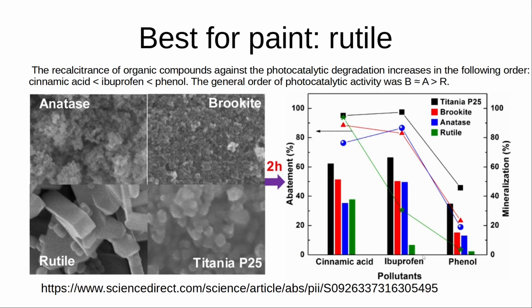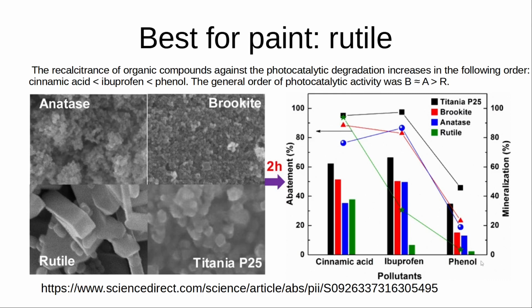So with this rutile, you can see when the organic was ibuprofen, it's short, and when it's phenol, it's short. So over here, it's very similar for anatase and rutile. You can see a bigger difference between the anatase and the rutile here because ibuprofen is more difficult to degrade than cinnamic acid. So you can see the difference between the different types of catalysts much clearer when you have a more difficult organic to degrade.